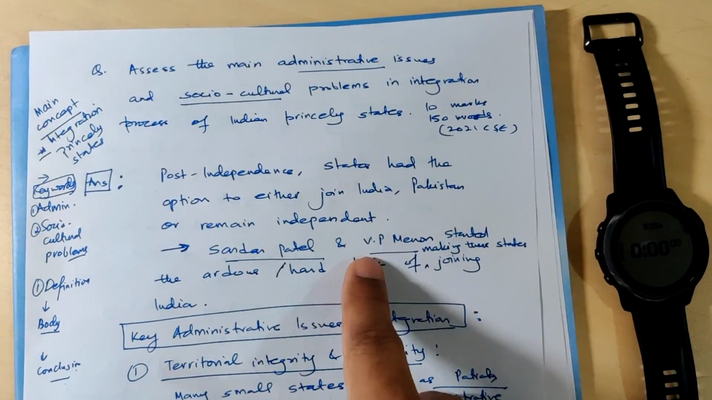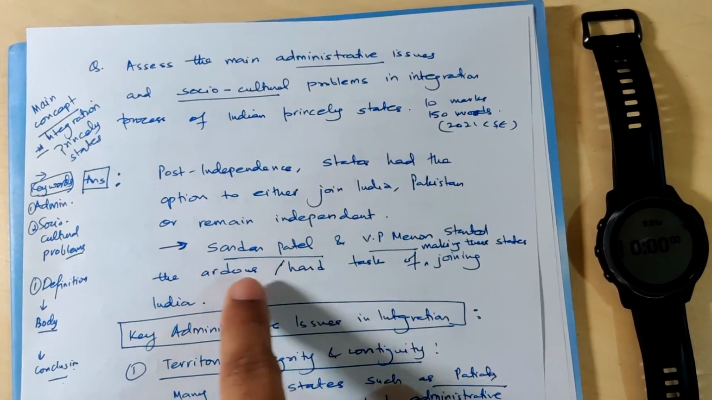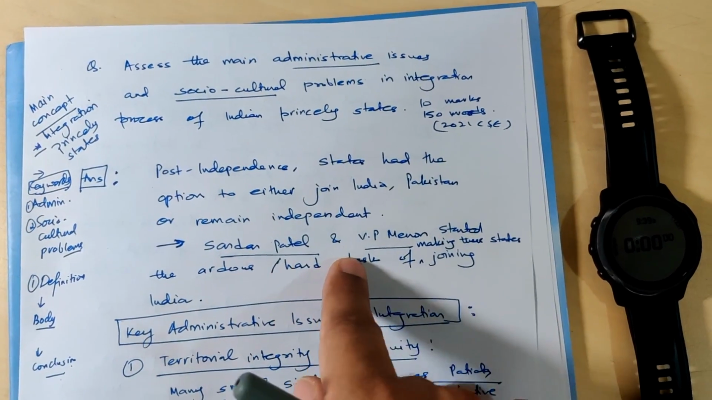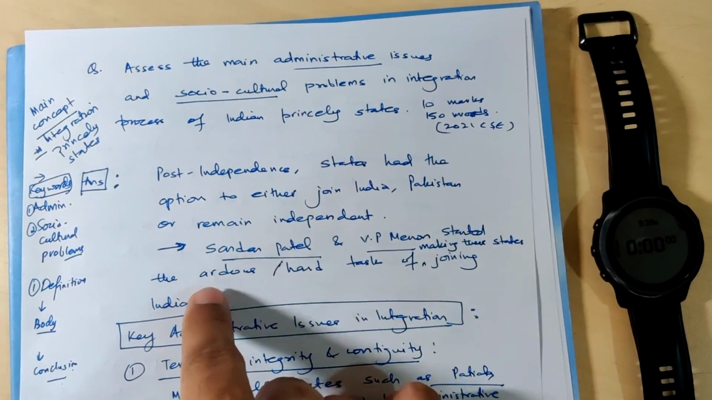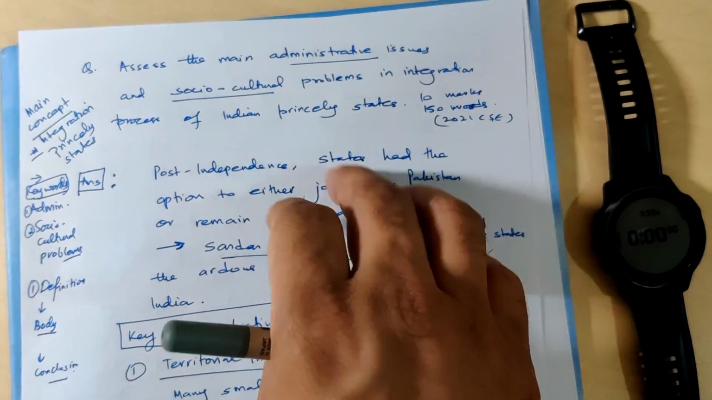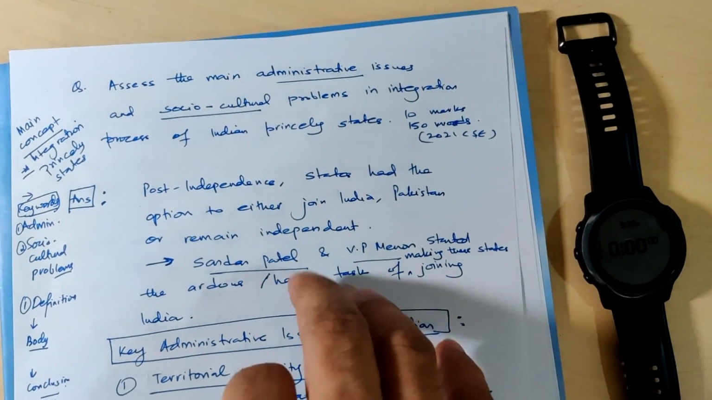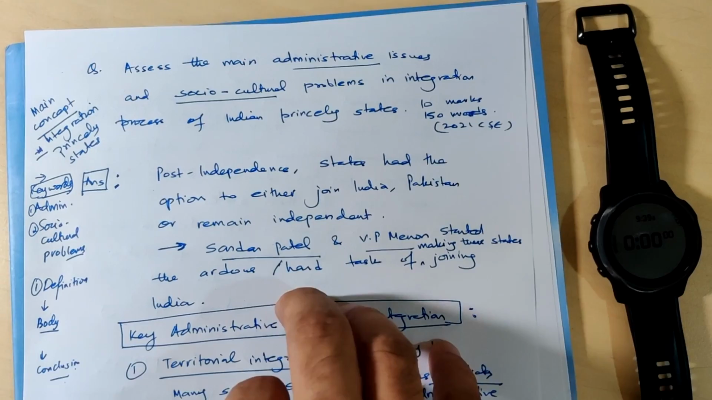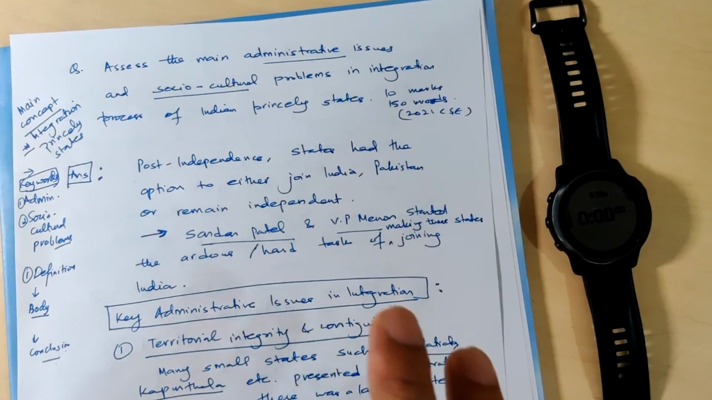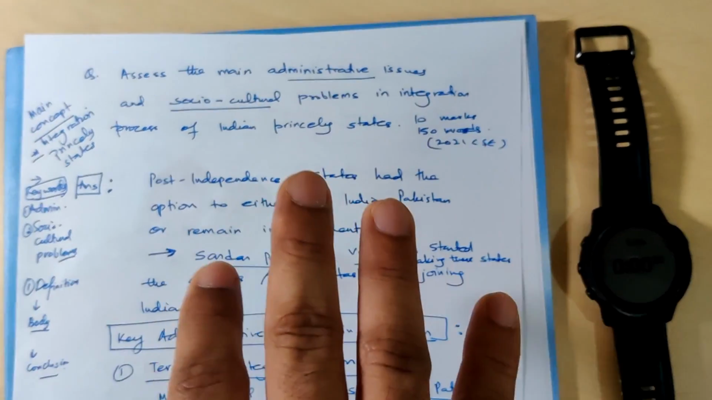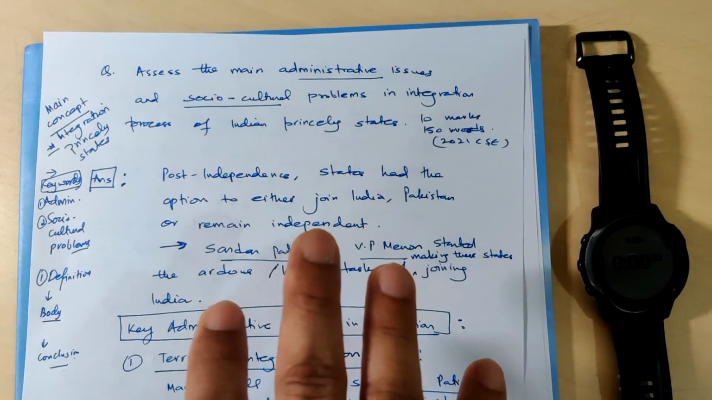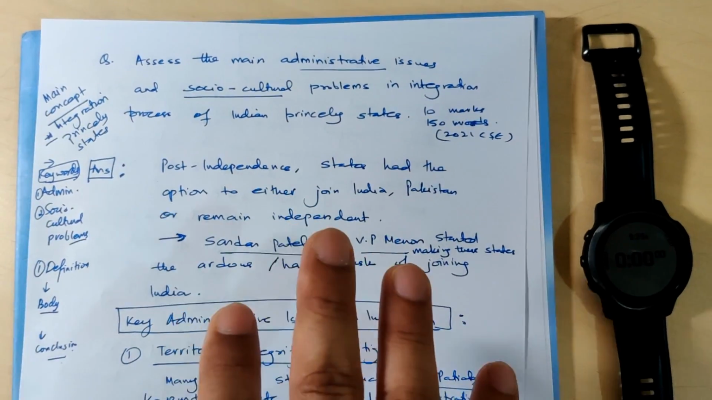Now Sardar Patel and VP Menon started the arduous task of making these states join India. Along with the introduction, provide some context of who were the main personalities who were doing this work for India. And this is the strategy you can follow in pretty much any history question. It will make your introductions much easier.